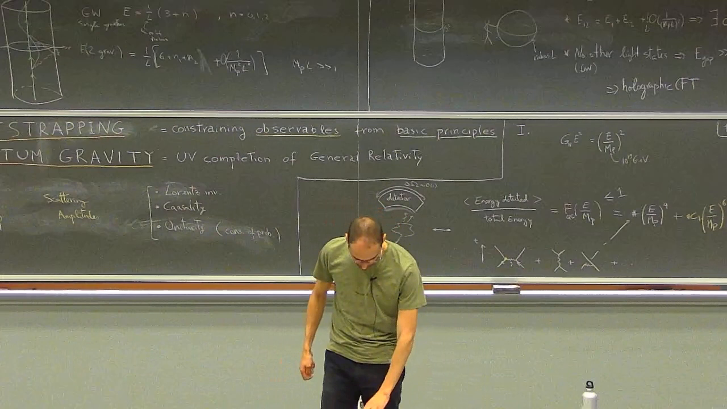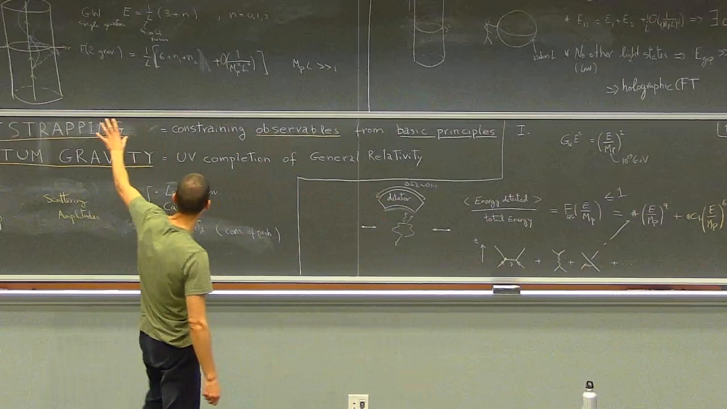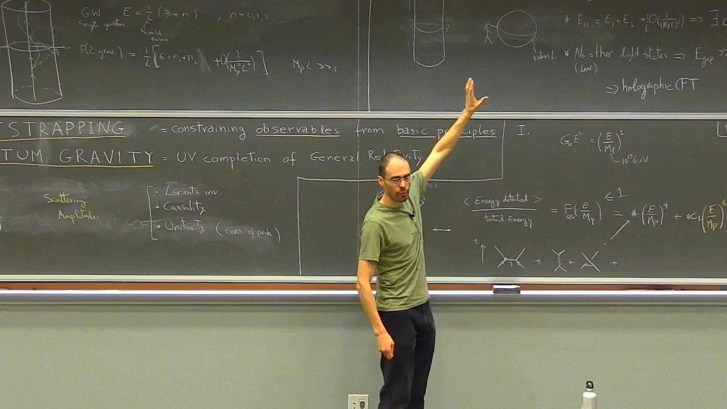Okay, but now I think the most important question. You see, now we translated a problem of quantum gravity to a problem of finding conformal field theories with two properties.